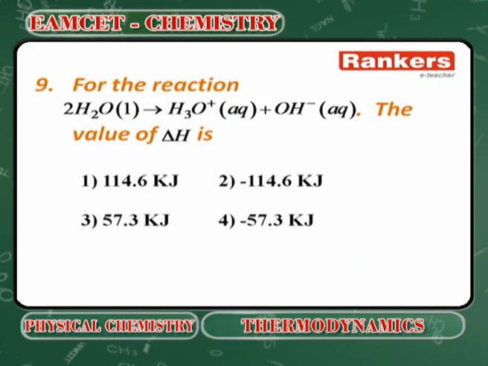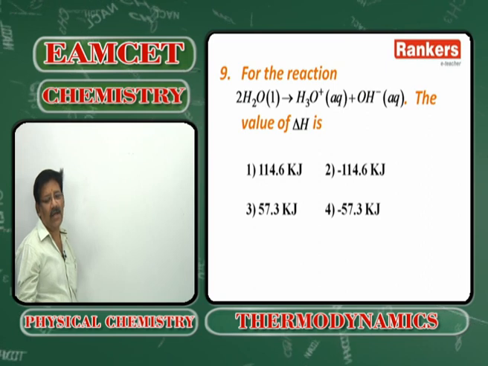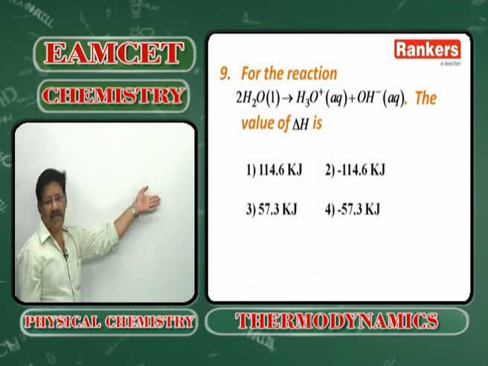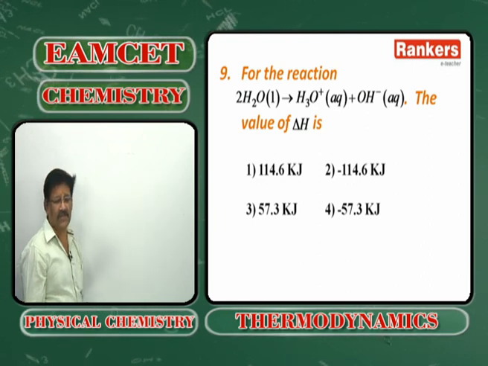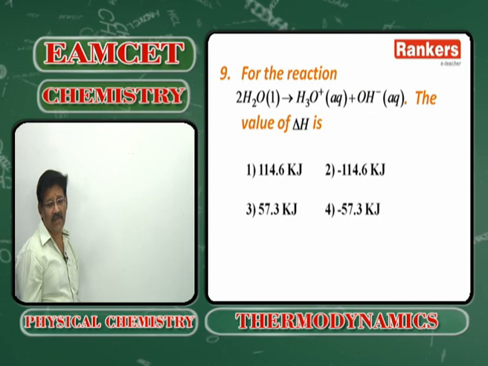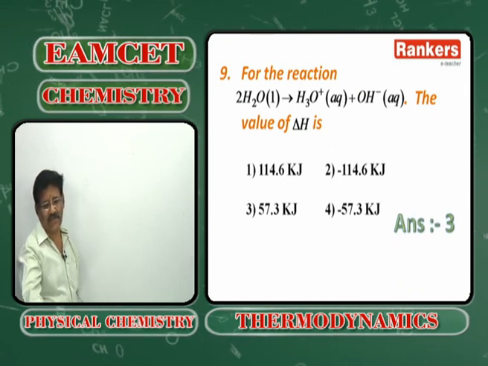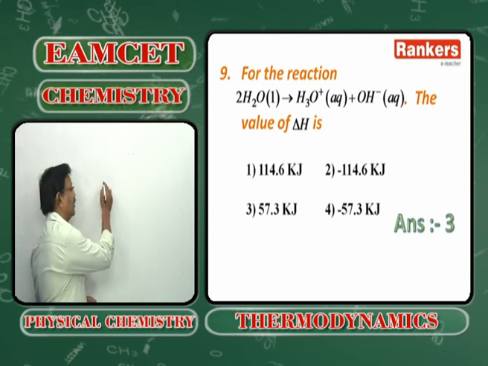Next, these are the important points to be remembered during the heat of neutralization. This is nothing but decomposition of water. The heat of decomposition and heat of formation have the same values but opposite signs. If the heat of formation of water is minus 13.7 kilocalories or minus 57.3 kilojoules, the heat of dissociation of water into H plus ions and OH minus ions is 57.3 kilojoules.